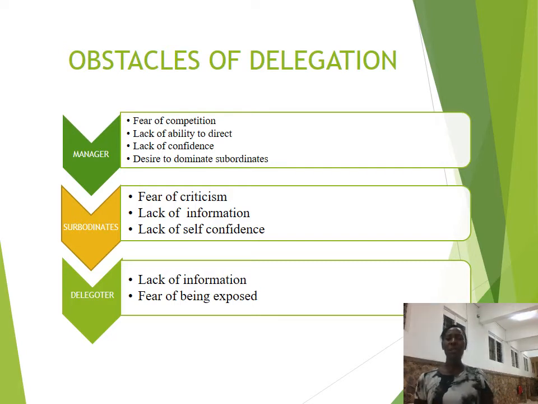Then there's a lack of ability to direct. Some managers don't have the skills to direct how some job should be done. They don't know how to direct. So that also hinders them from delegating part of the job to the juniors. Then there is lack of confidence. When we talk about the lack of confidence, we mean that managers feel that the juniors are not going to do the job according to standard. So they fear that maybe they are going to mess up the whole process, and that will bring problems into the workplace.